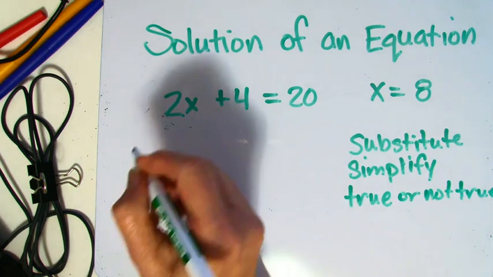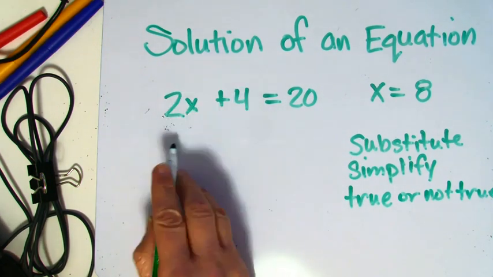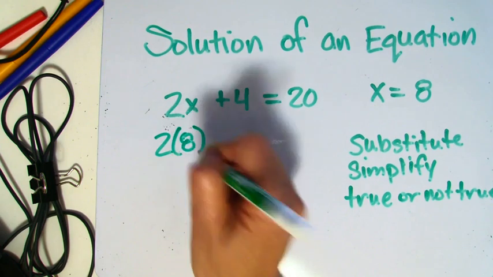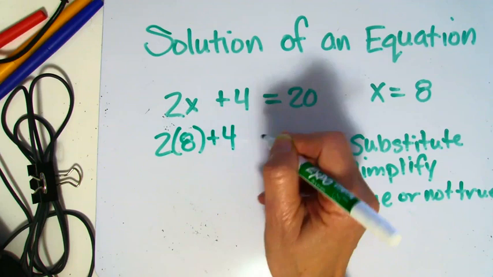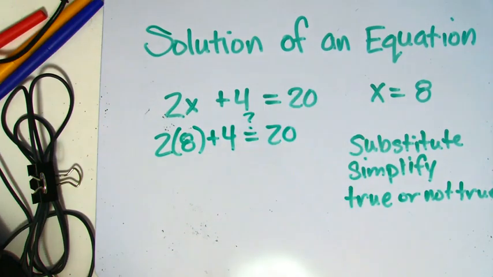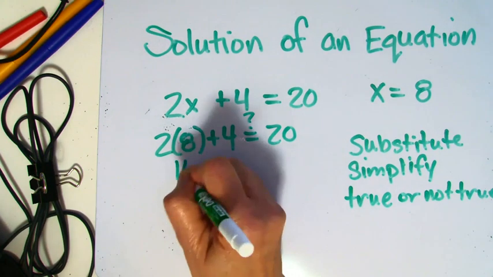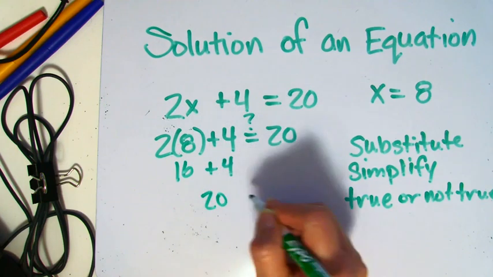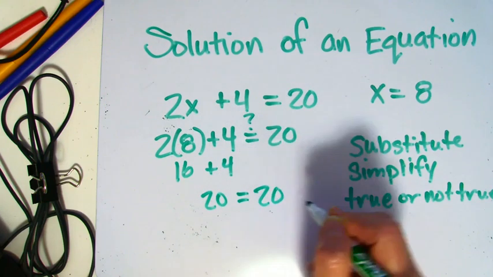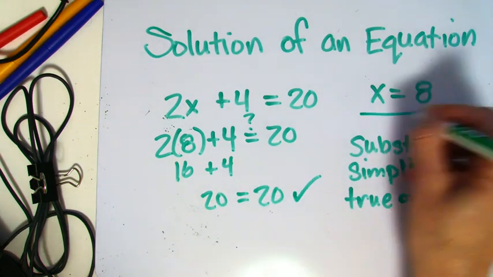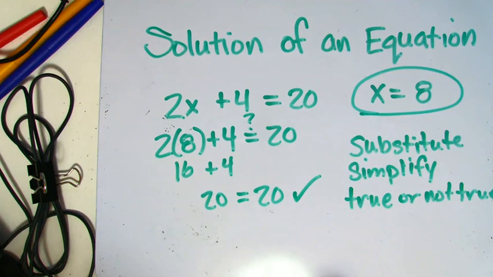So let me plug in 8 for where I see x. So I'm going to have 2 times 8 plus 4 equals 20, and I'm asking, is this true? Well, 2 times 8 is 16 plus 4 is going to give me 20. So because these two are the same, x equals 8 is my solution.